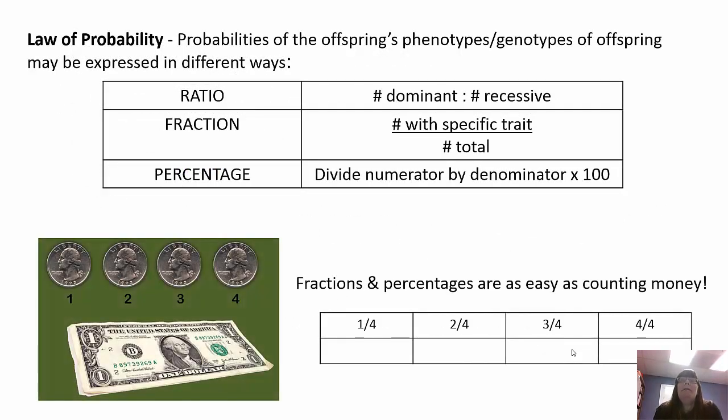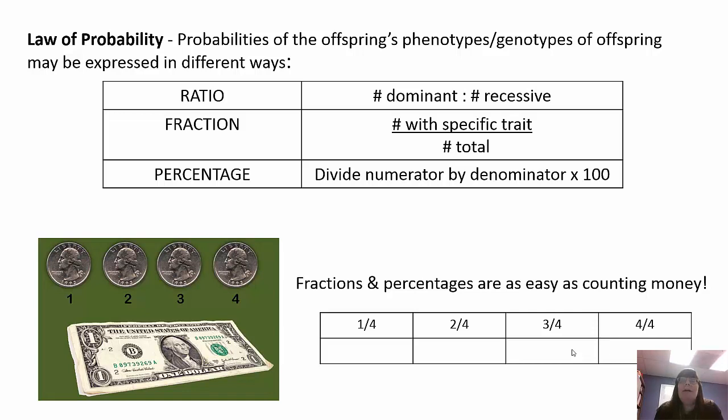So the law of probability can be expressed in 3 different ways. A ratio, which is just the number of dominant to the number of recessive. So 3-to-1 in our last example. A fraction, which is just the number with that specific trait over the total. So 3/4 dominant, 1/4 recessive. Percentages, you divide the numerator by the denominator and multiply it by 100.